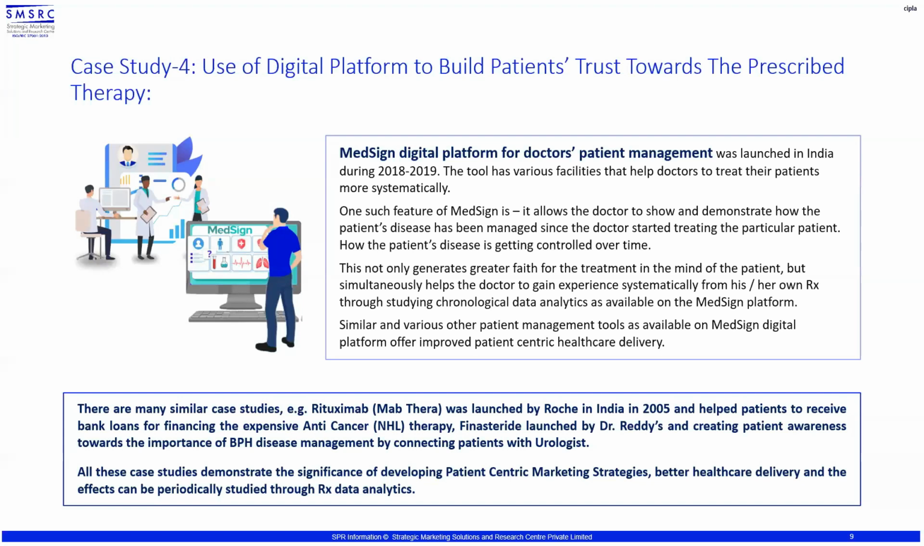So there are many such case studies of patient centricity. After that, we know what happened to finasteride, and even today, finasteride is one of the best co-prescriptive therapies along with the primary urological products like silodosin, tamsulosin, and others. All these case studies demonstrate the significance of developing patient-centric marketing strategies and better healthcare delivery, and the effects can be periodically studied through Rx data analytics. When we look at the strategies of different brands and at our prescription outcomes, we can directly correlate how they are linked. That's the advantage of looking at continuous prescription analysis over a period of time.